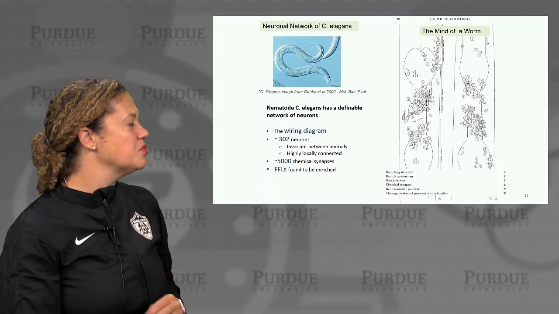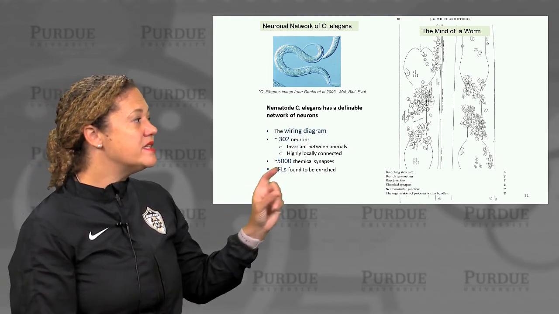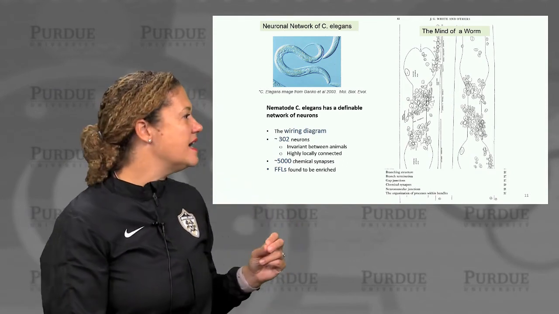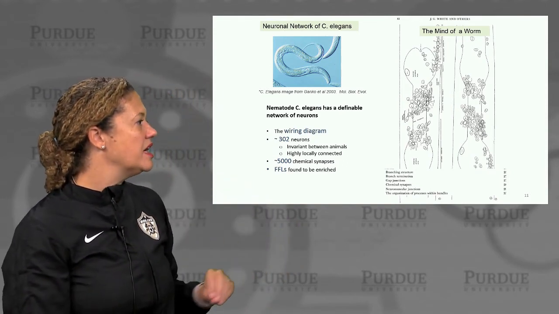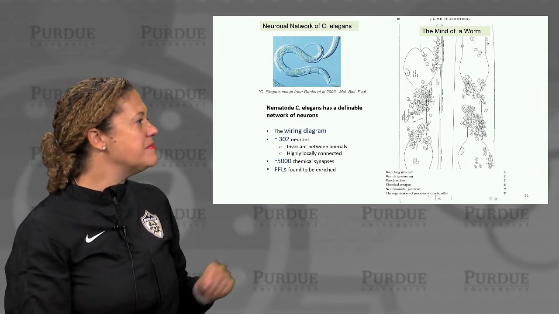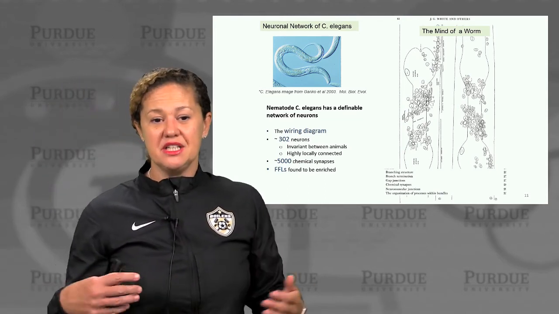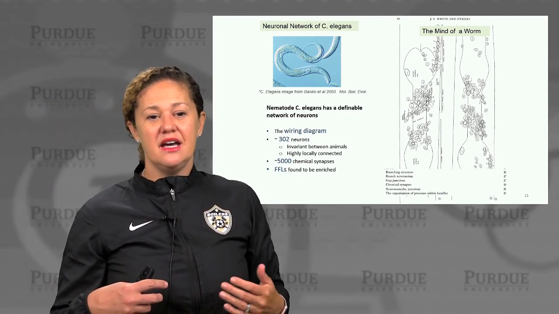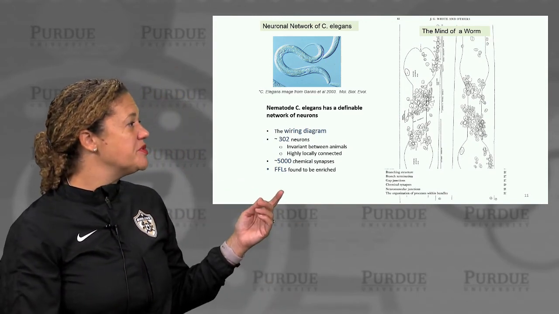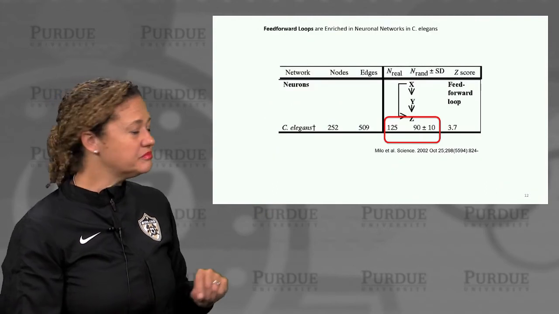So if you look at this wiring diagram, there are about 300 neurons, and what's neat is that it's invariant between animals. So this is a consistent network. They're also very highly locally connected, and there are about 5,000 chemical synapses or connections. So we can think of these as our edges in our network. And feed-forward loops are found to be highly enriched in this system as well.